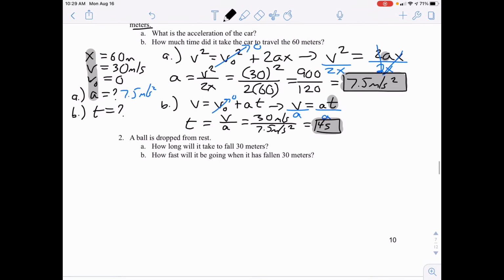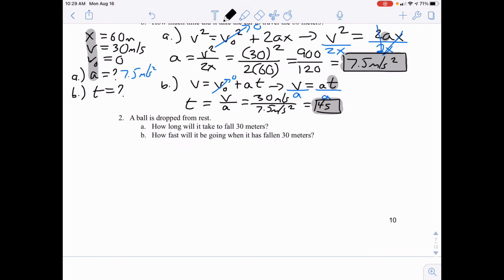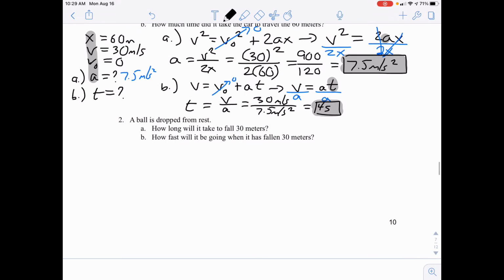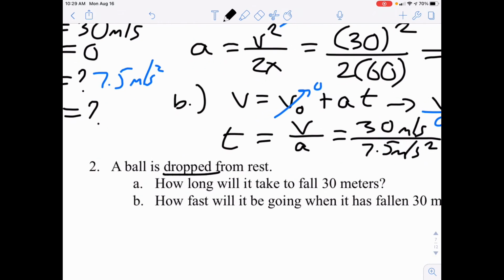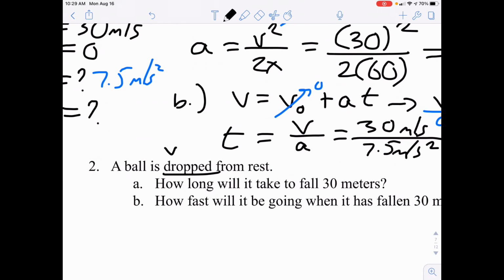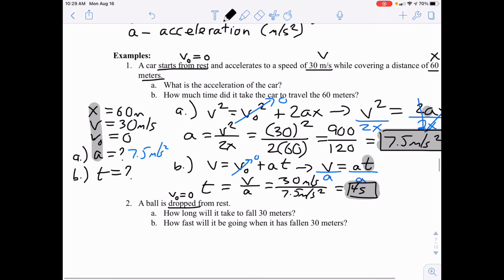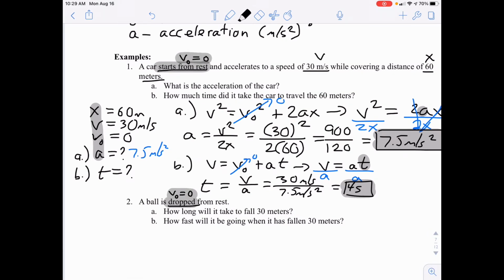On to number 2. It says a ball is dropped from rest. So just as when we see the phrase starts from rest, whenever you see the word dropped, all dropped objects start with no initial velocity. So that's another one we want to see. When we see starts from rest, initial velocity is 0. When we see dropped, initial velocity is also 0.